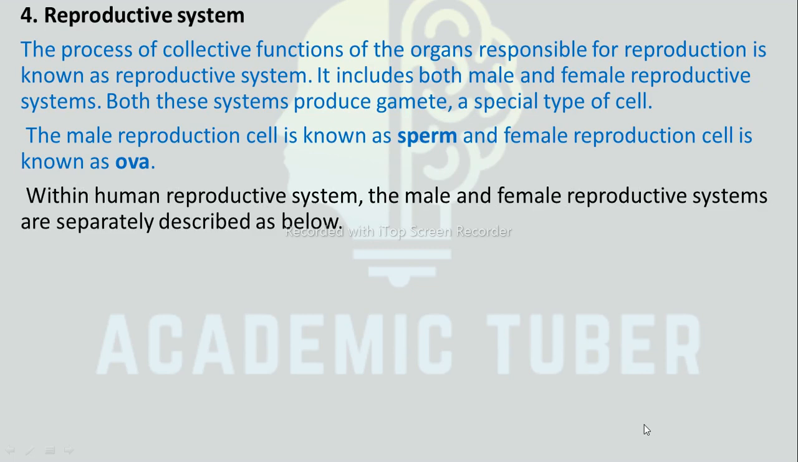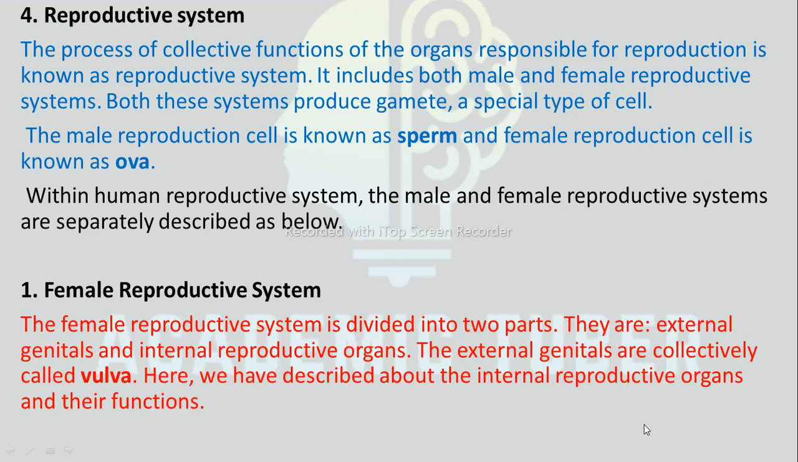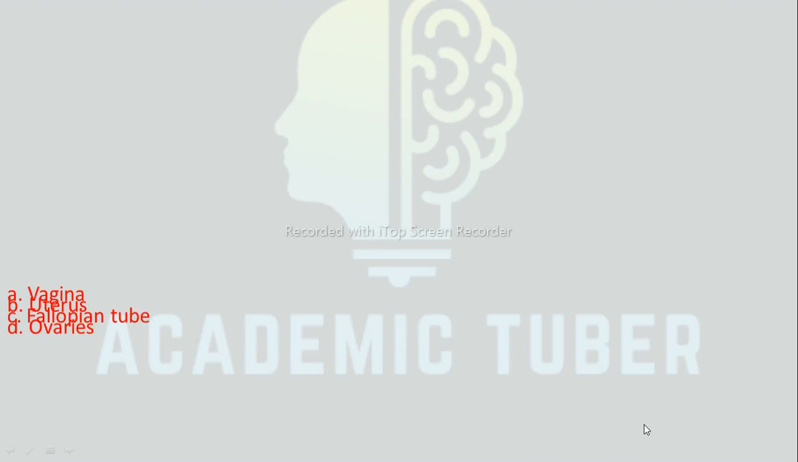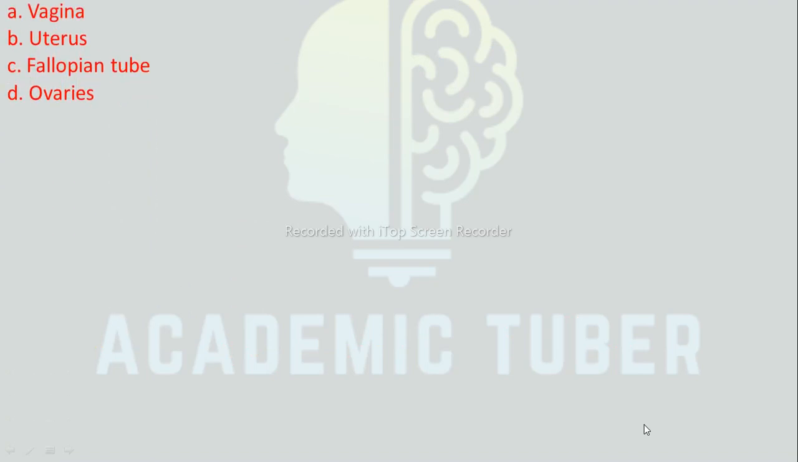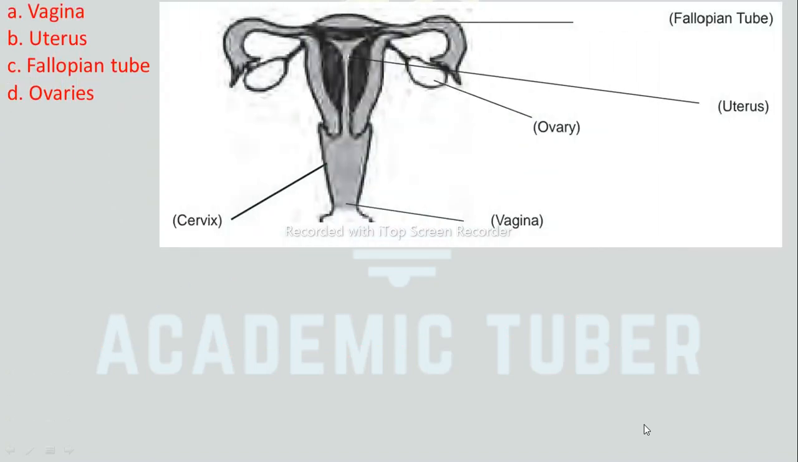Within the human reproductive system, the male and female reproductive systems are separately discussed as below. First, the female reproductive system. The female reproductive system is divided into two parts. They are external genitals and internal reproductive organs. The external genitals are collectively called vulva. Here we will discuss the internal reproductive organs and their functions. So: vagina, uterus, fallopian tube, ovaries.